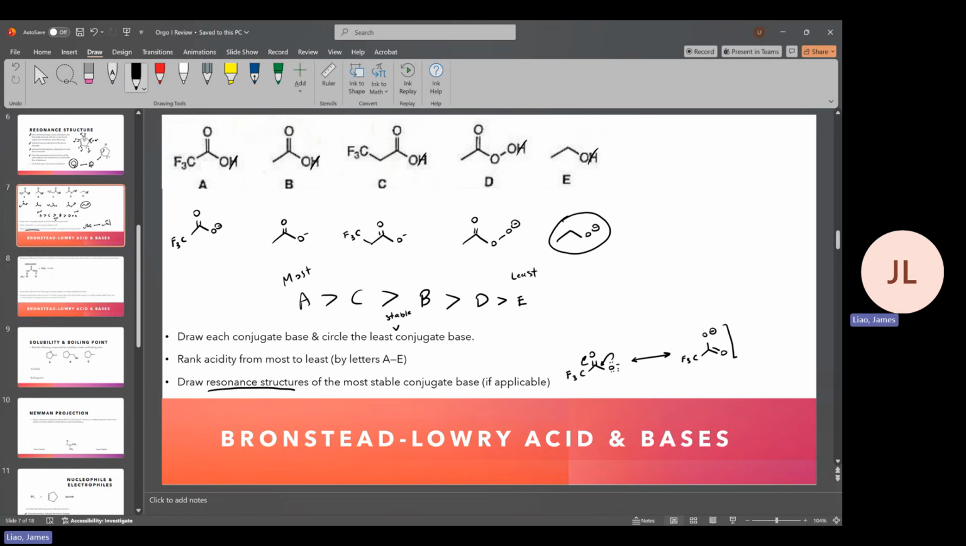And many people like to draw the brackets. I don't. You don't have to. It's just a way to show that these are related to each other. But many people like to do it, so I'll do that too.